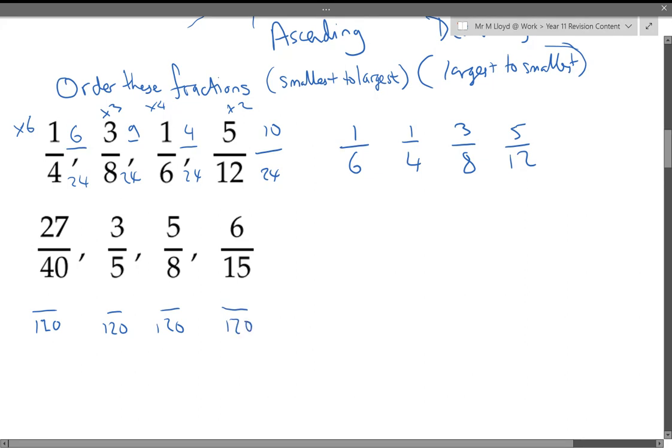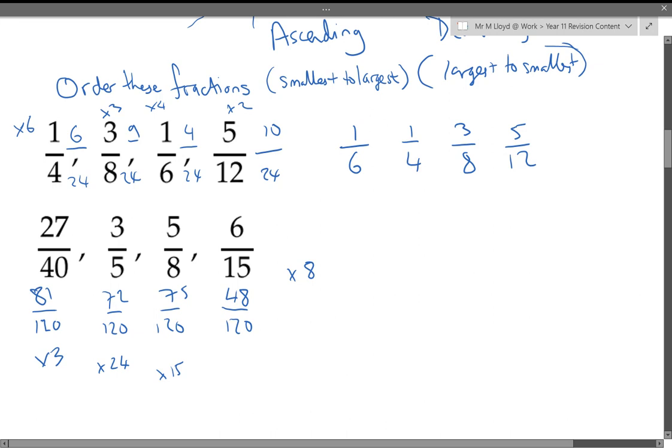So 15 times by 8 will get me to 120. So 6 times 8, 48. 120 and 8. That's going to be times by 15. 15 times by 5. 50, 75. 5 times by 24 gets me to 120. 3 times 24 is going to be 72. And then this one's just times by 3. So 27 times by 3, 54, 81.